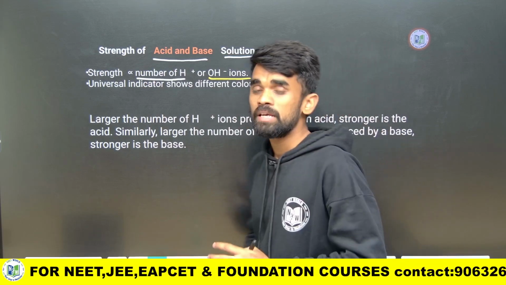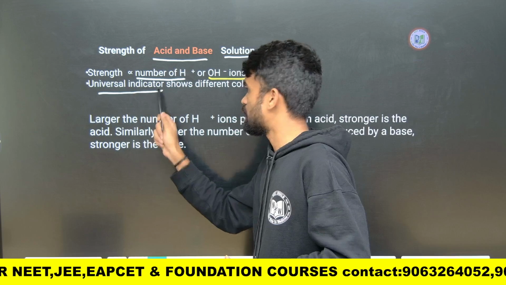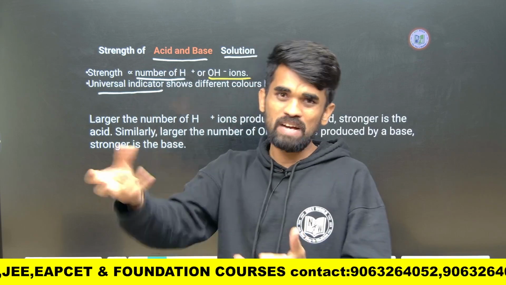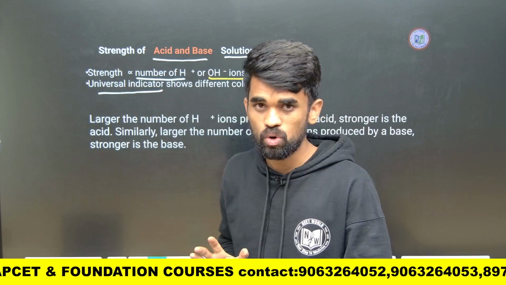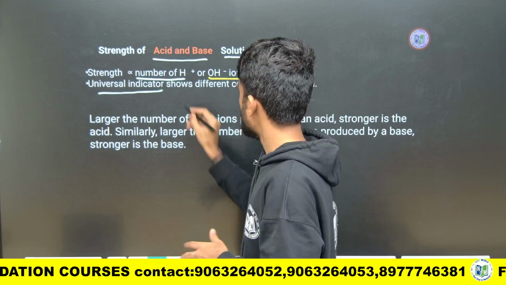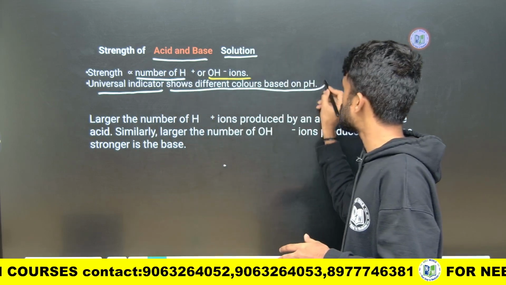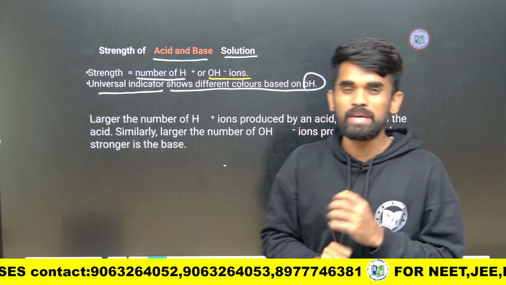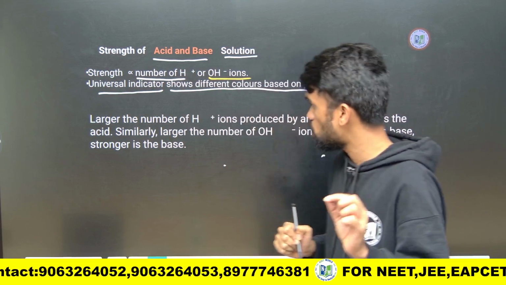Okay, so now there is something called a universal indicator. This is just a mixture of all the different indicators. Okay, so now when this universal indicator is taken, see, it shows different colors based on the pH. So what do we mean by pH? Yes, we are going to that, just hold on for some time.